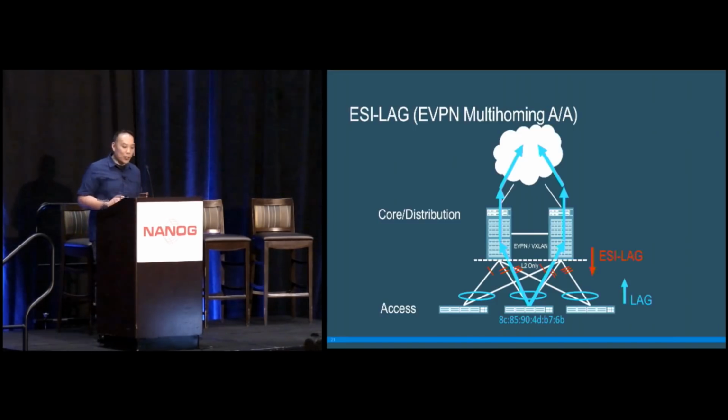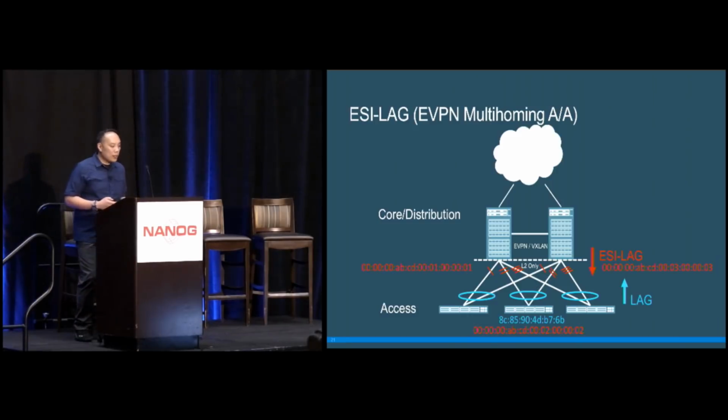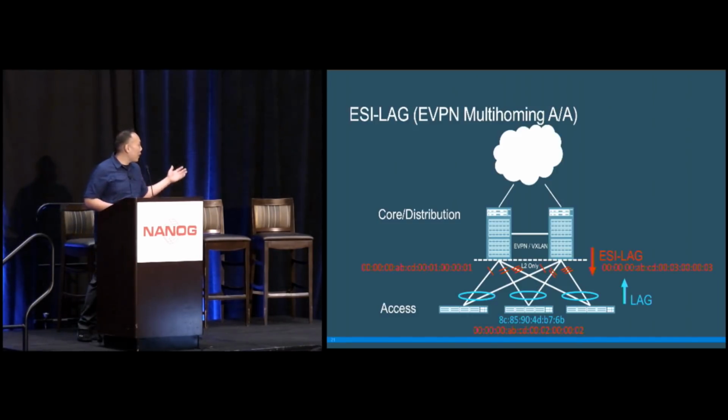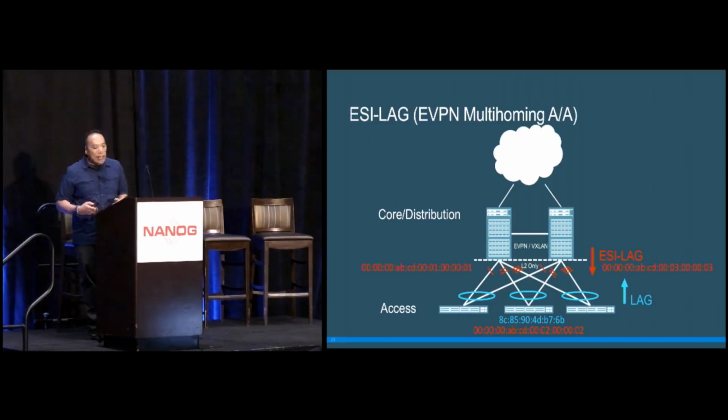But from the core distribution, a LAG interface, and we assign it an ESI number. So in this example, for the left switch, we create an ESI ending in 01, middle switch 02, the one on the right, 03. And what we do here is create a globally unique ESI number, but make it the same for that specific access layer switch.